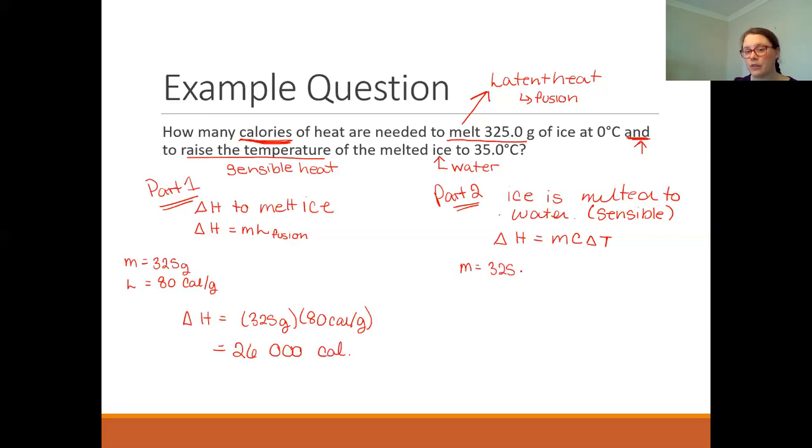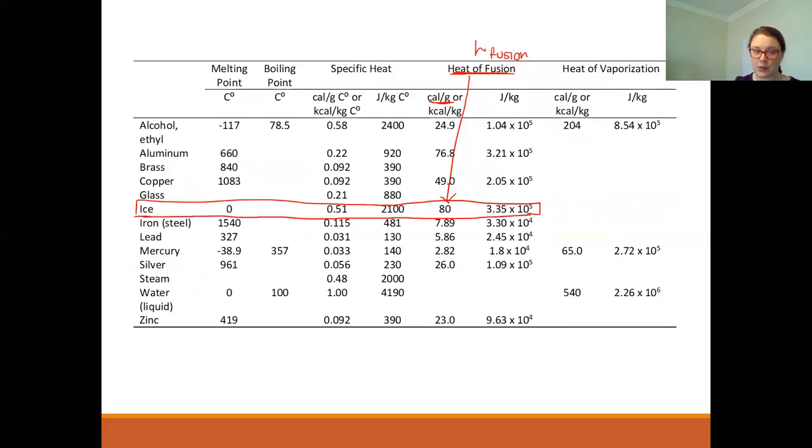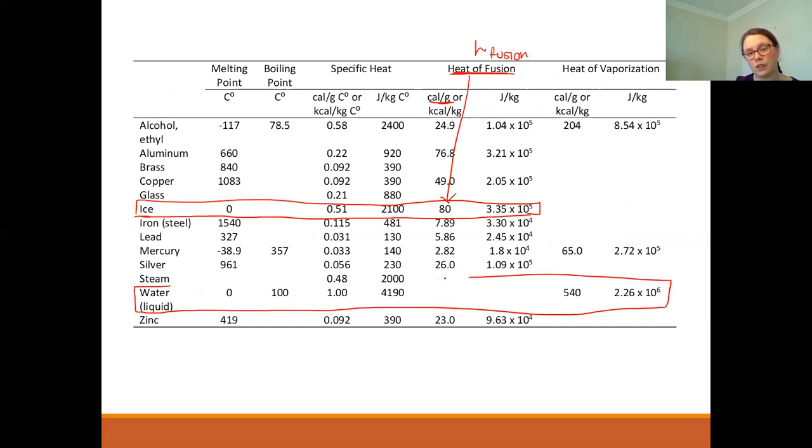So 325 grams. C happens to be on our chart, and let's go look for that C. Remember, our ice is now water because it melted. So now that the ice has melted, we won't use this value anymore. We're going to be down here. Water, because it's liquid. And these are the values for water. All right. So sensible heat uses the specific heat. So there's our C value.